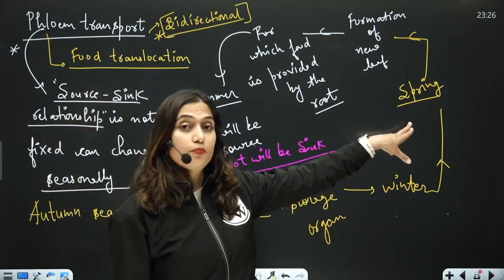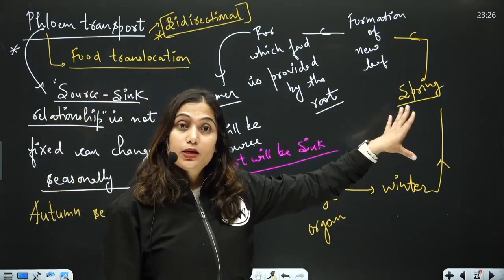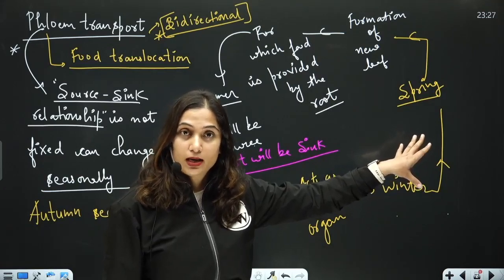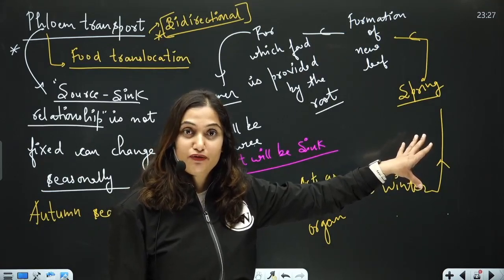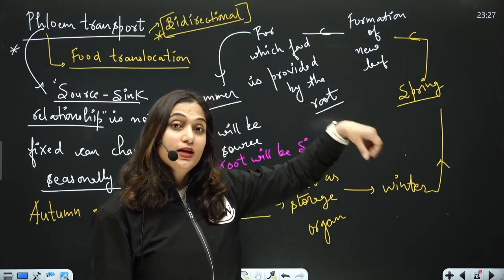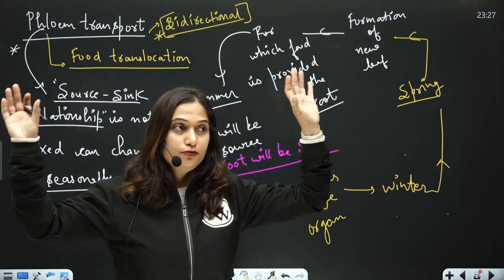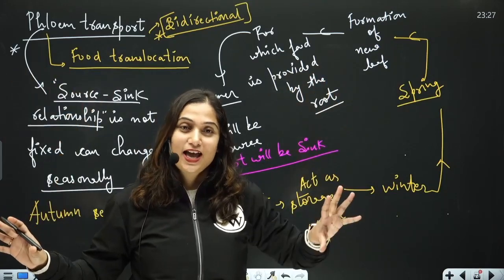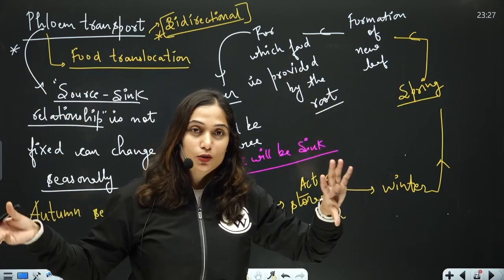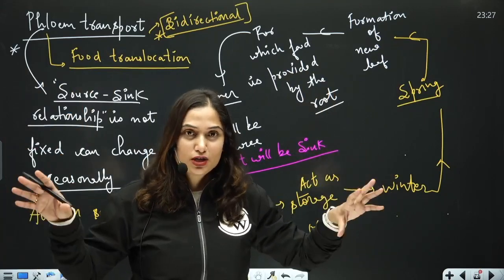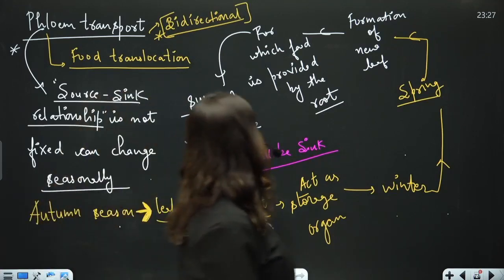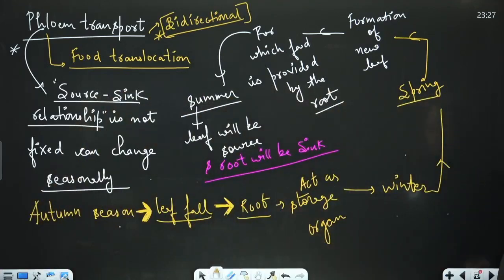Then spring comes. During spring, the root provides the food to the different parts of the plant and helps new leaf to come and flower to come. And when the spring ends, the plant will be filled up with leaves, and again the leaf will become the source. So the source to sink relationship is not fixed. That is why it is bidirectional or multidirectional in case of phloem. Clear?